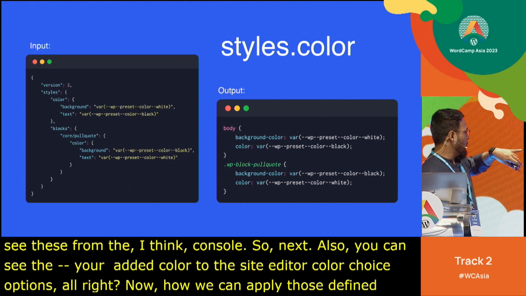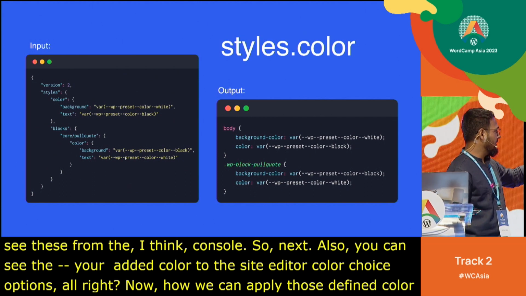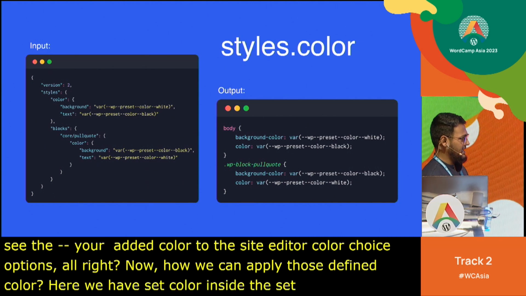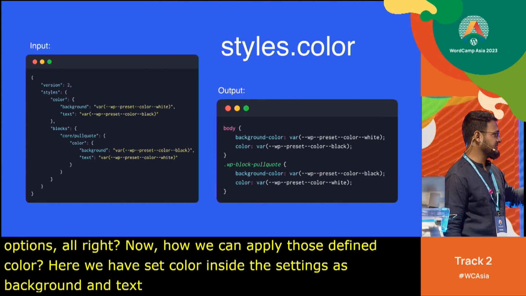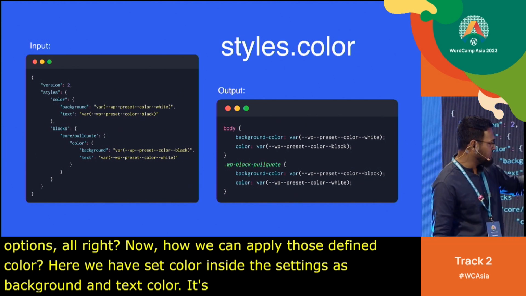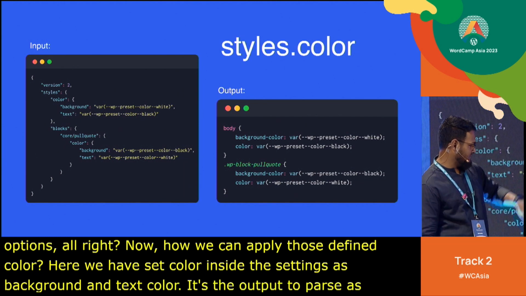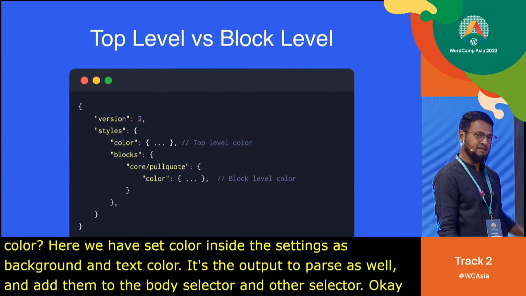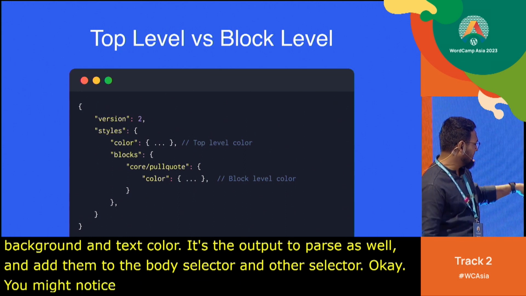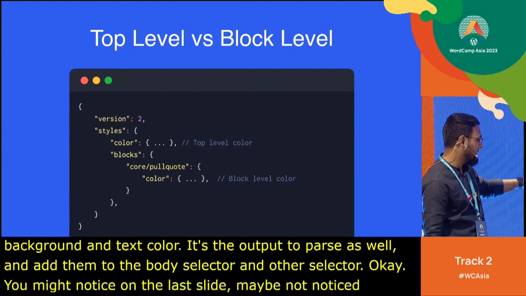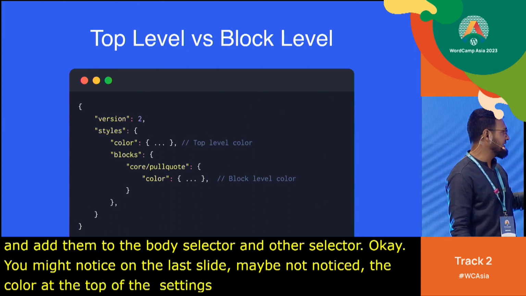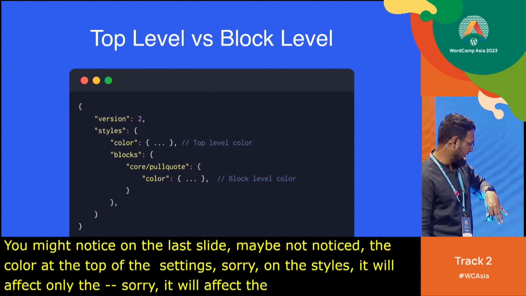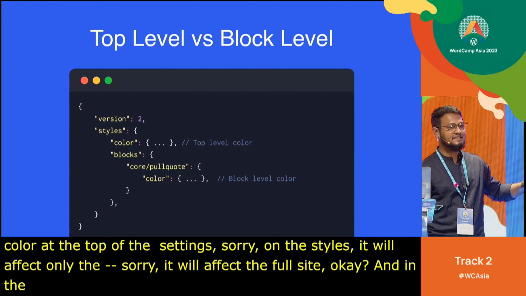Here, we have set color inside the settings as background and text color. As the output, WordPress parses the JSON data as well and adds them to the body selector and another selector. You might notice on the last slide, the color at the top level of the settings or styles will affect the full site, and the color inside the block only affects this named block type.